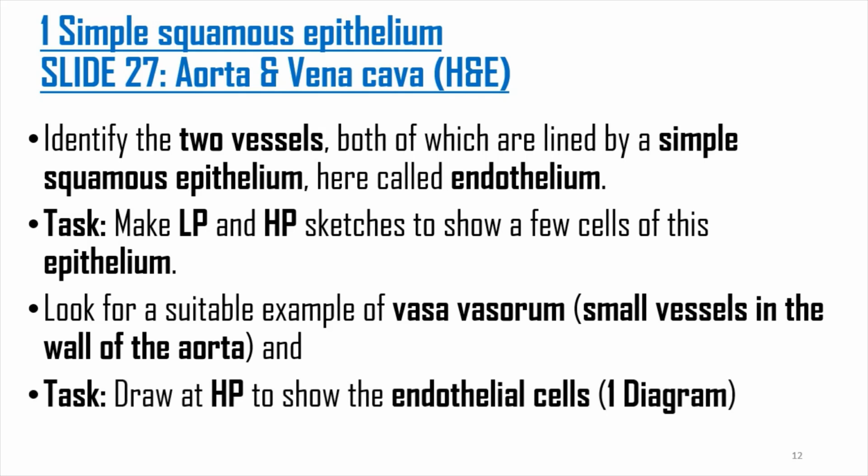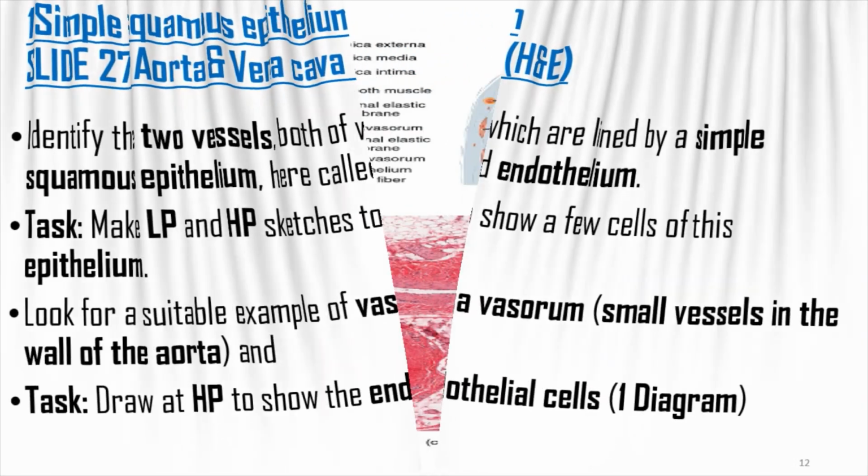All right, so you should draw at high power to show the endothelial cells. So first of all, you should make sketches of the diagrams that I'm going to show you at low power and high power. And secondly, draw at high power to show the endothelial cells, specifically to show the endothelial cells.